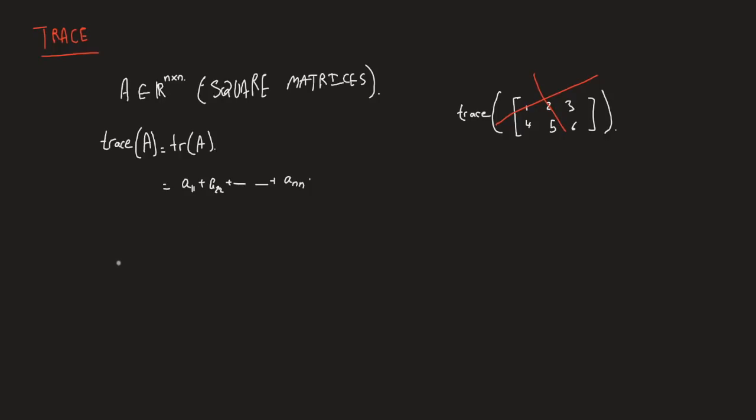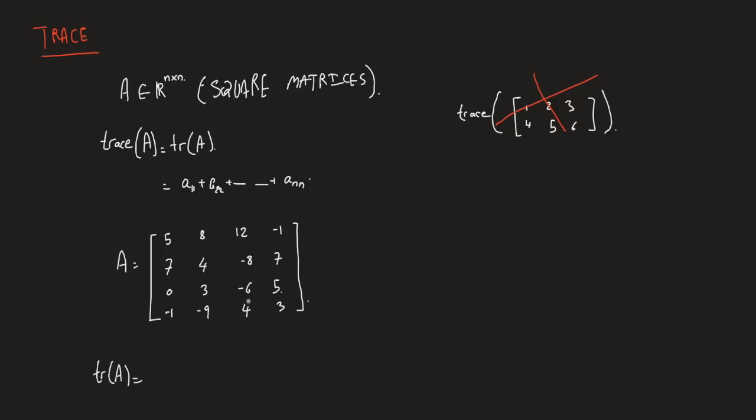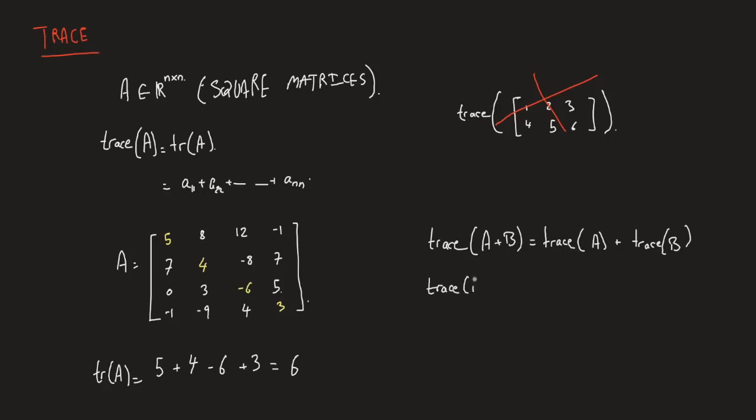Okay, so as an example, say I've got the following matrix. The trace of A is just the sum of diagonal elements of A. So 5, 4, minus 6, and 3. Right? 5 plus 4 minus 6 plus 3, which is 6. Okay? There are a lot of properties of the trace, one of which is that trace of A plus B is trace A plus trace B. However, trace of AB is not trace A times trace B. This is not true.